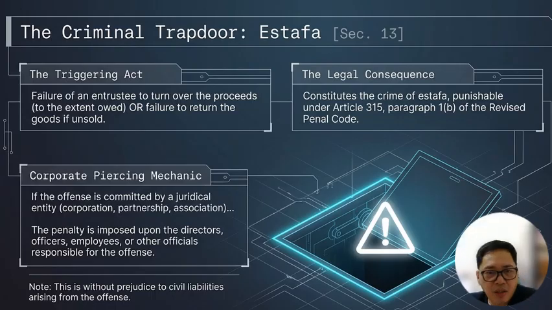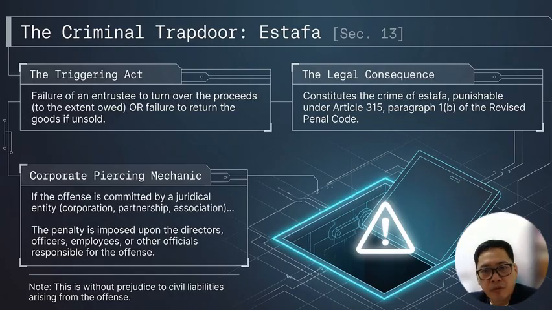So this is the exciting part. So Section 13 of PD 115 acts as the ultimate criminal trapdoor of the decree, transforming what might otherwise look like a simple breach of contract into a severe criminal offense. Here is how the trapdoor operates.